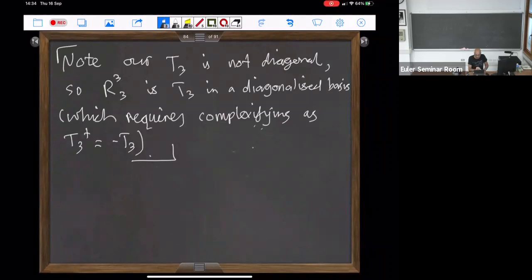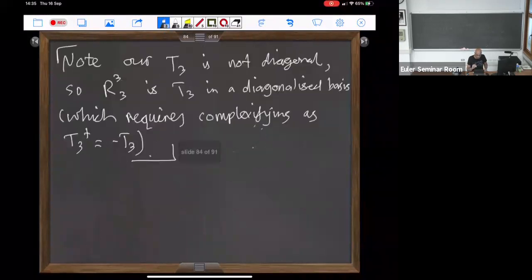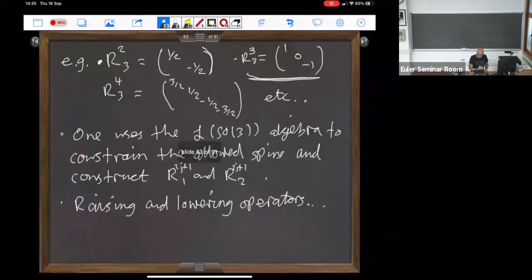Oh, yeah, by the way, note that in this diagonal basis, this is the representation of T3. If you remember, in our three-dimensional presentation of the Lie algebra, T3 was not diagonal, it was anti-symmetric. But what I've done here, if you look at these matrices, is choose a basis in which the matrices are Hermitian, because the eigenvalues are real, whereas our T's were anti-Hermitian because they're anti-symmetric. So they don't even have real eigenvalues.